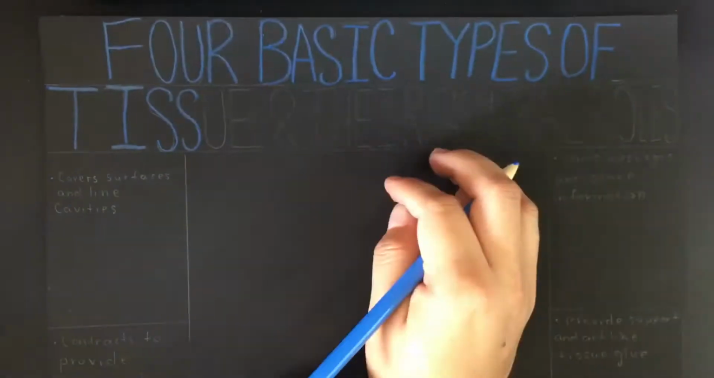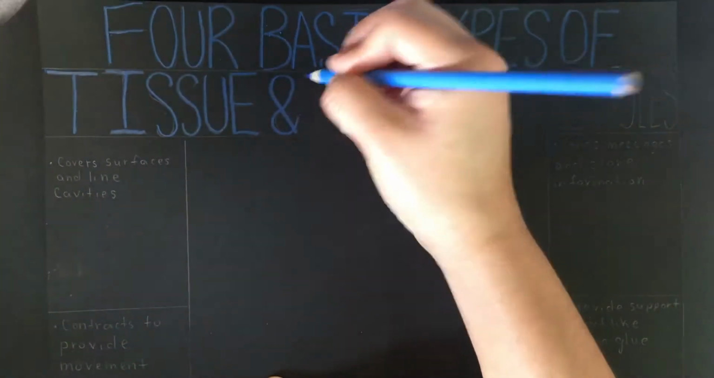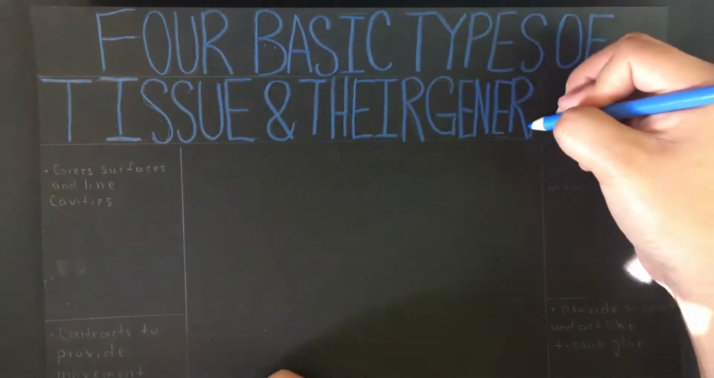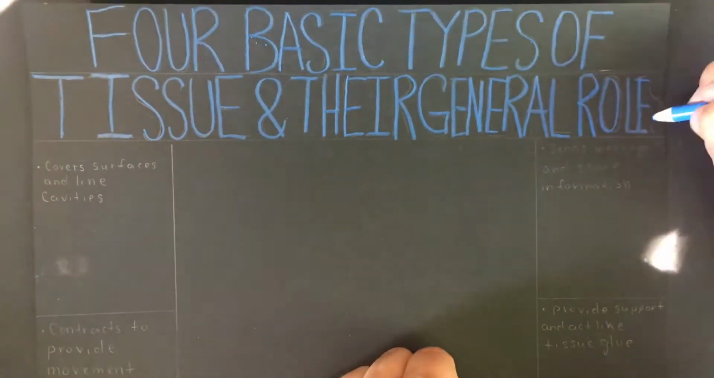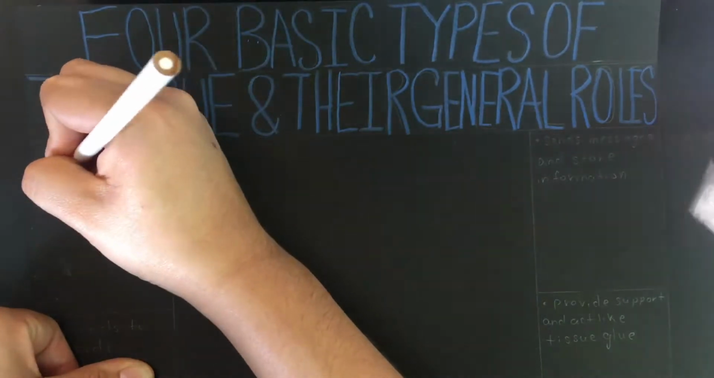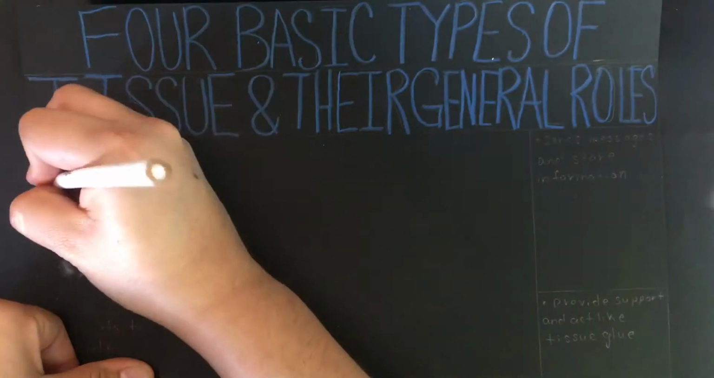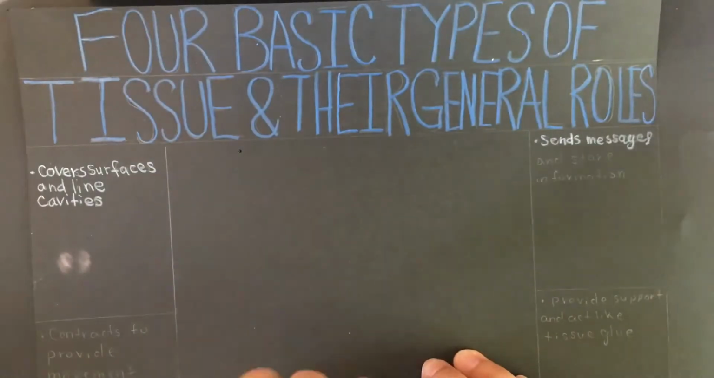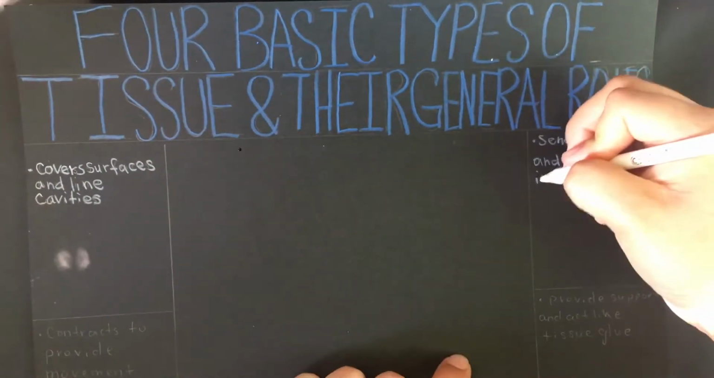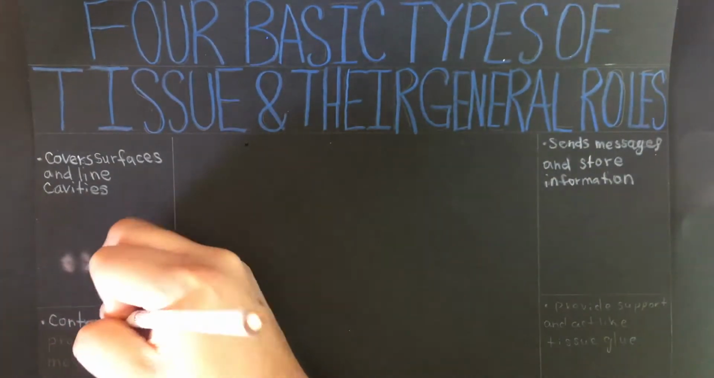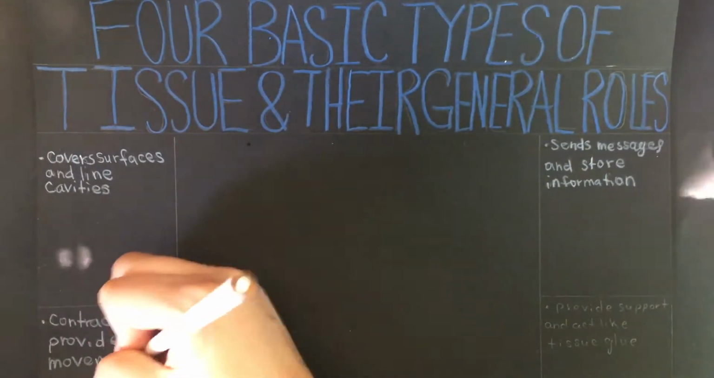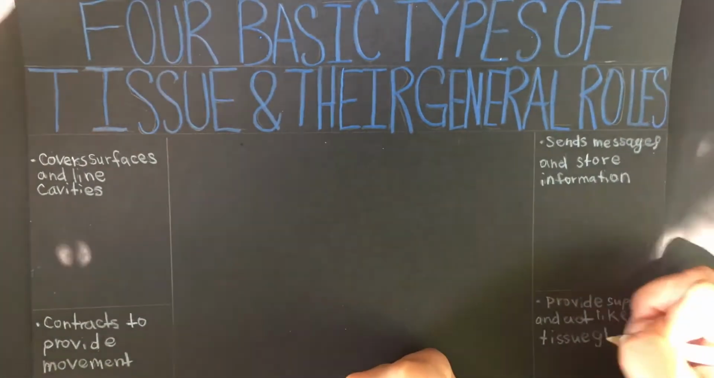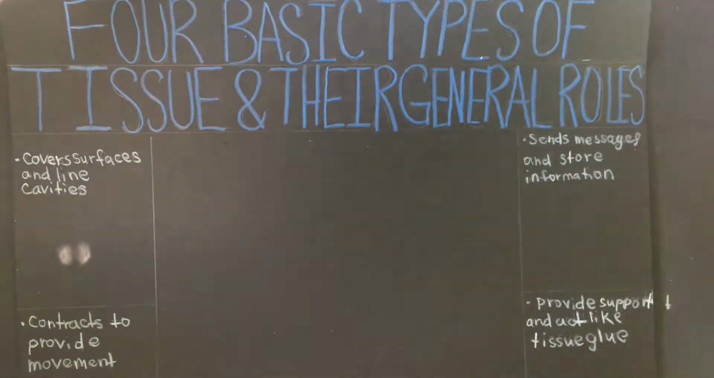Four basic types of tissue and their general roles. Epithelial covers surfaces and lines cavities. Nervous sends messages and stores information. Muscle contracts to provide movement. Connective provides support and acts like tissue glue.